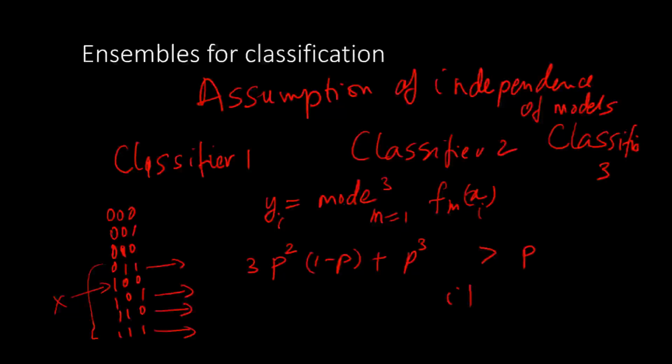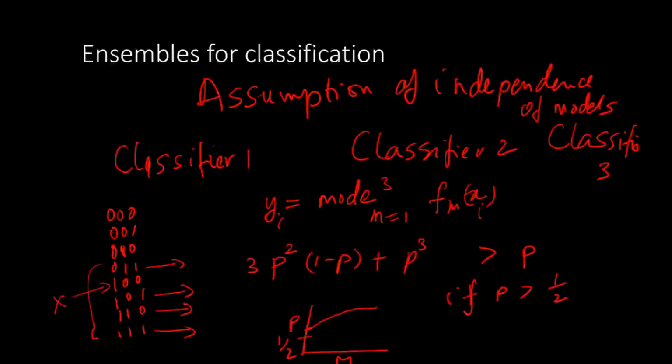If p is greater than half. And we can generalize it to any odd number of classifiers and we will get the same answer. The probability will start with whatever is p. So this is half, this is p, and it will keep increasing as we increase m, the number of classifiers. So this ensembling effect is there.